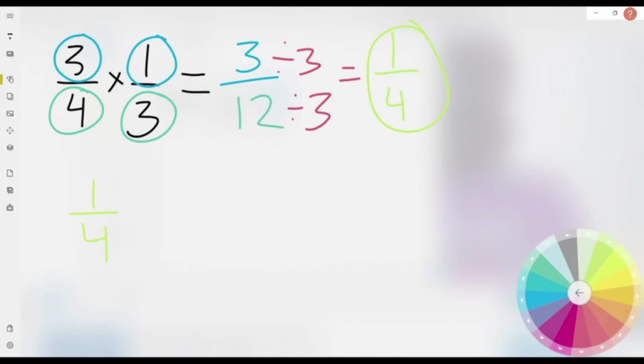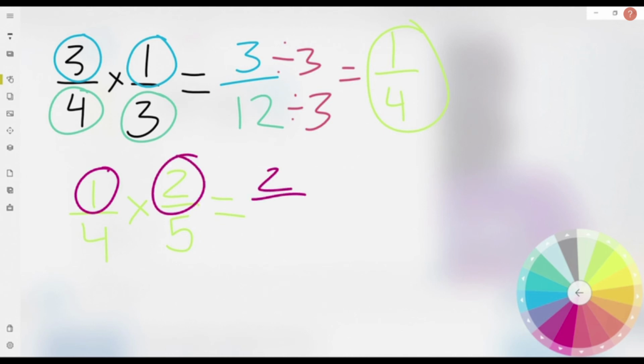1/4 times 2/5. All right. Step 1 is to multiply our numerators. So first numerator is 1. Second numerator is 2. 1 times 2 is 2. Over denominators. First denominator is 4. Second denominator is 5. 4 times 5 is 20.